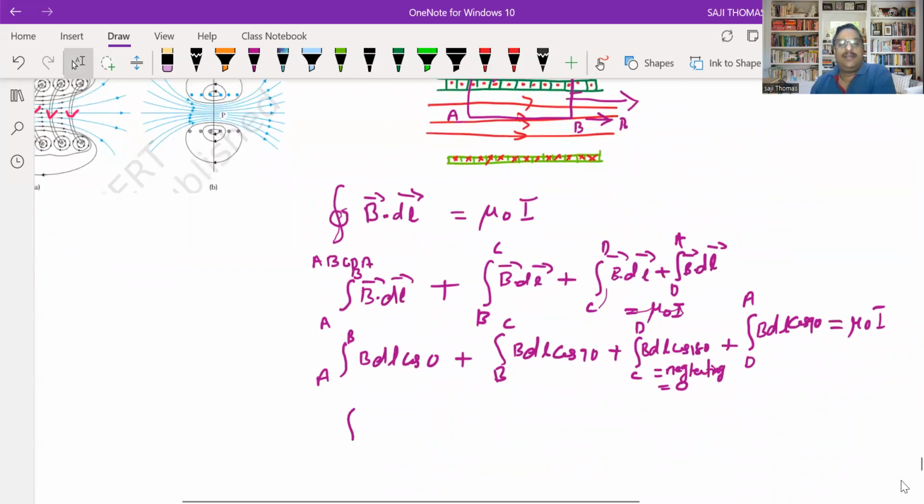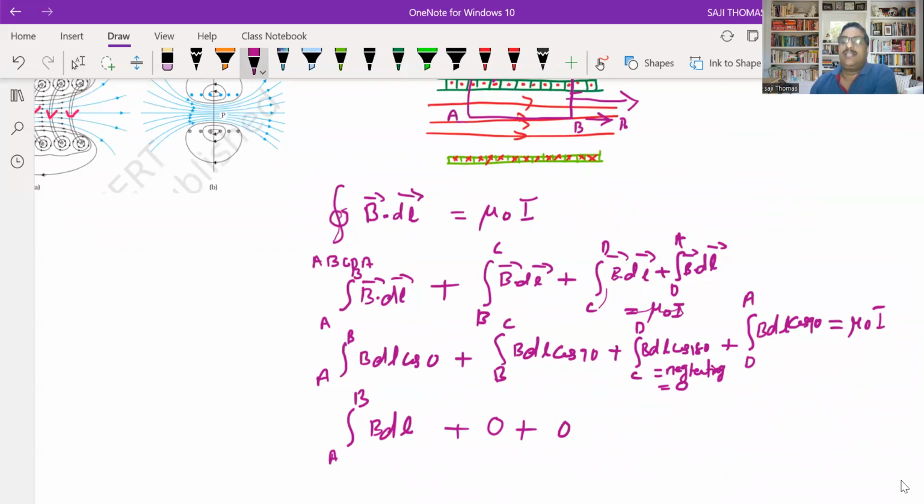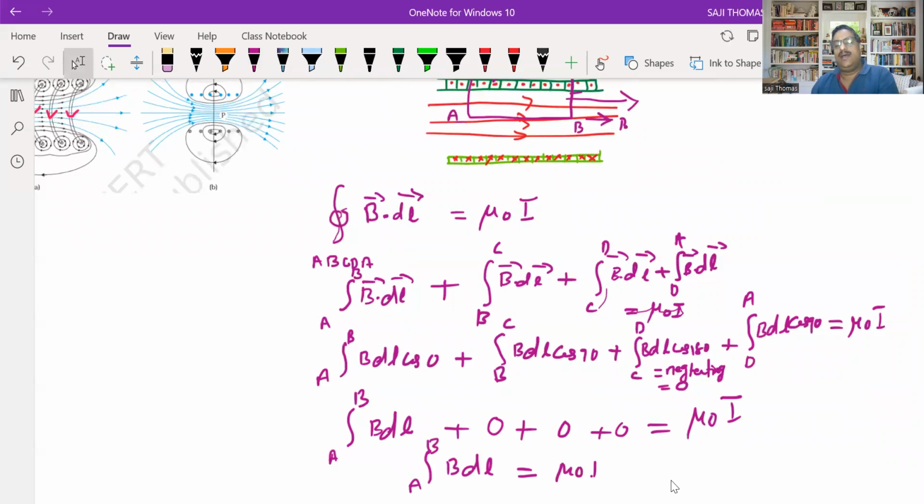Now, A to B, B dl cos 0. Sorry, cos 0 is 1. So B dl, plus the second term, B to C, B dl cos 90 is 0. The third term is negligible, we are neglecting it as 0. The fourth term also, cos 90 is 0. So it is mu 0 I. Then what will be the remaining? Integral A to B, B dl is equal to mu 0 I.